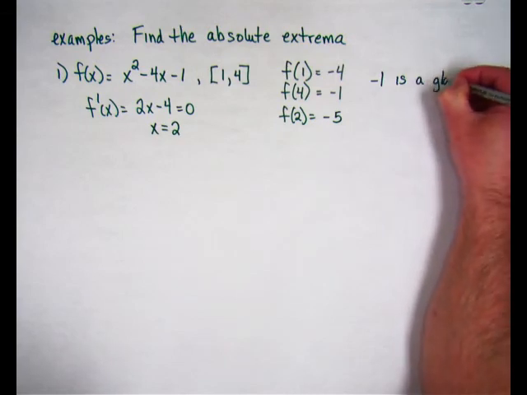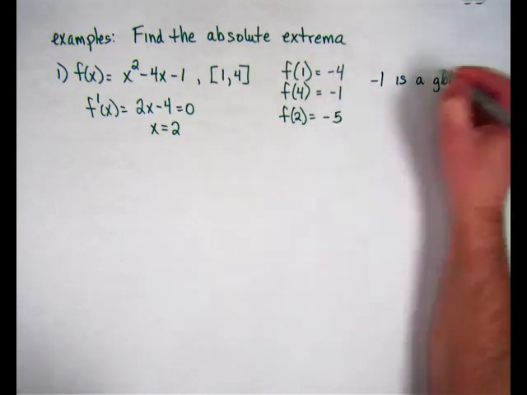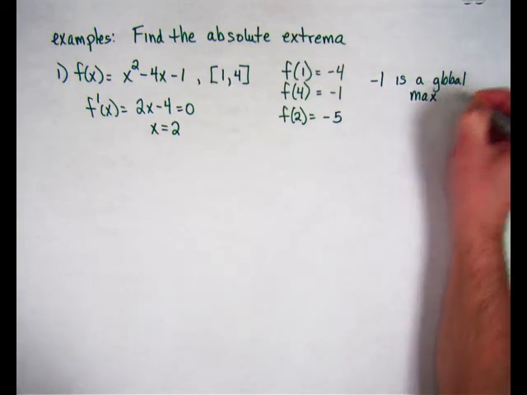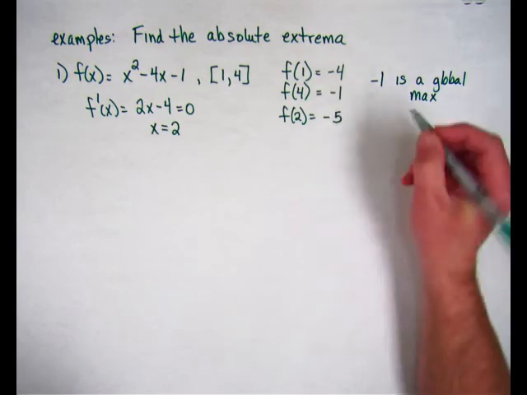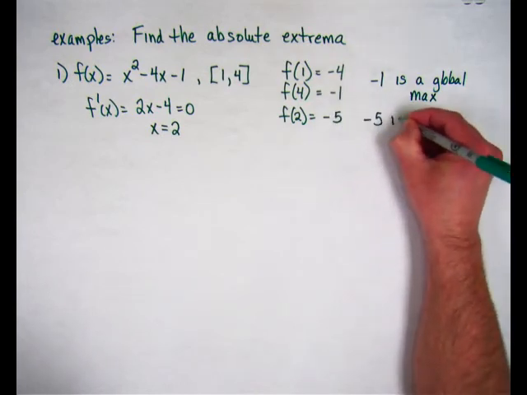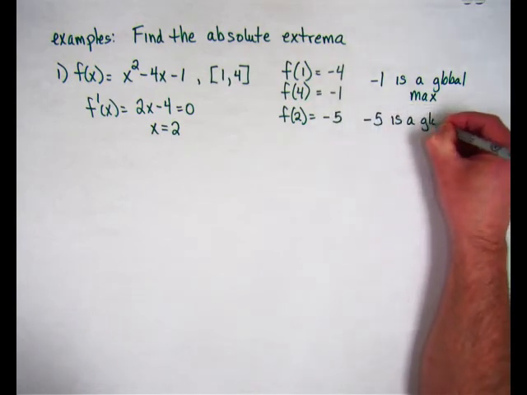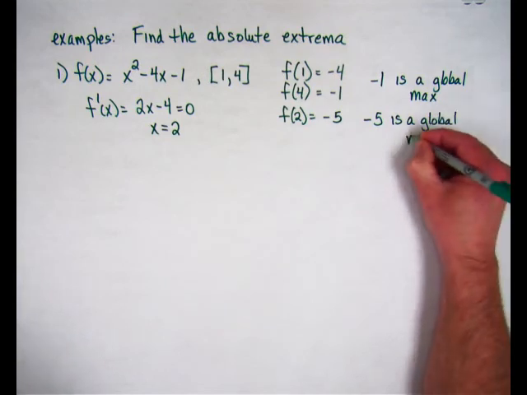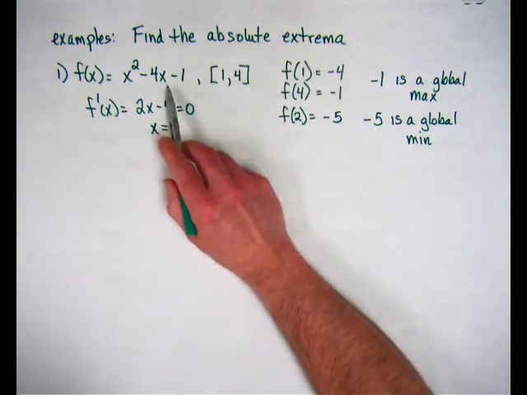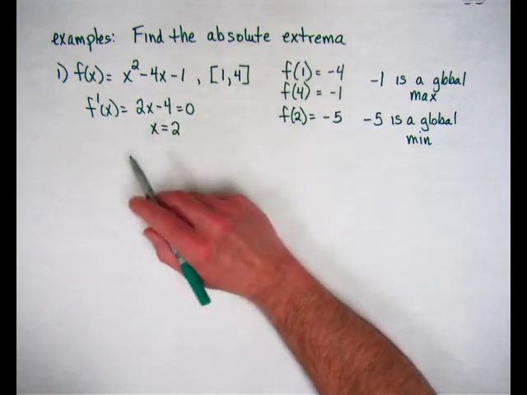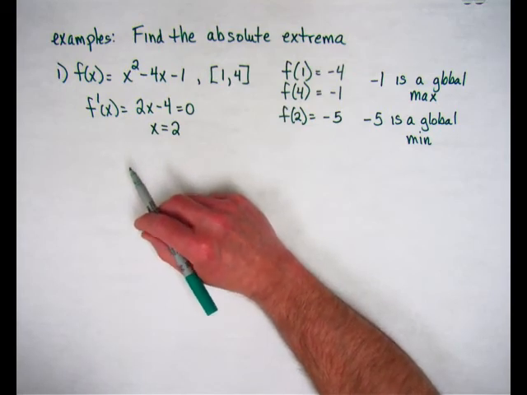Negative 1 is a global maximum value, and the number negative 5 is a global minimum value. So if you were to draw a picture of this graph between 1 and 4, we've just identified the absolute highest point on the graph and the absolute lowest point on the graph.